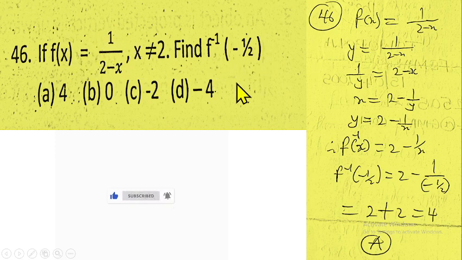Then you can now substitute this. So how do you find the inverse of a function? f of x means y equals 1 over 2 minus x.